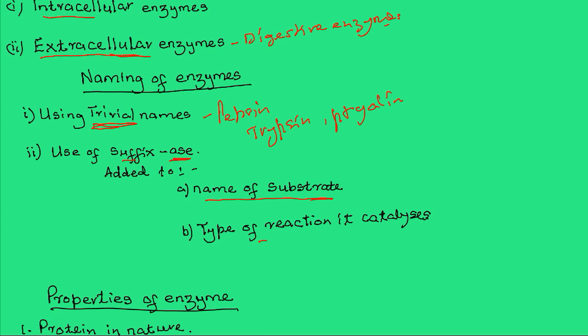So the second system of naming is by use of the suffix "ase". For example, enzymes that are named according to the substrate that they act on. We have, for example, amylase. Amylase is named after starch, which in Latin is known as amylose. Sucrose is a substrate and the enzyme is known as sucrase.